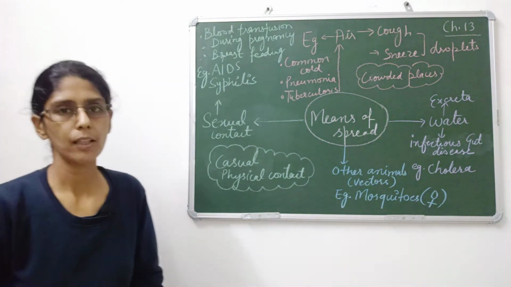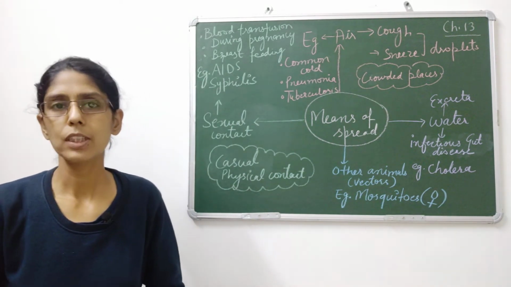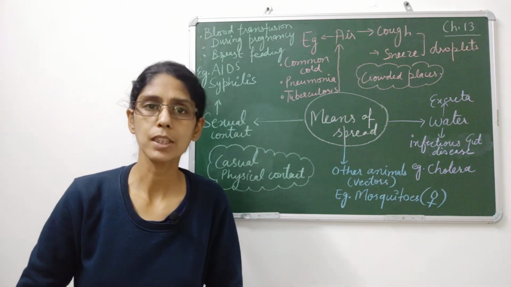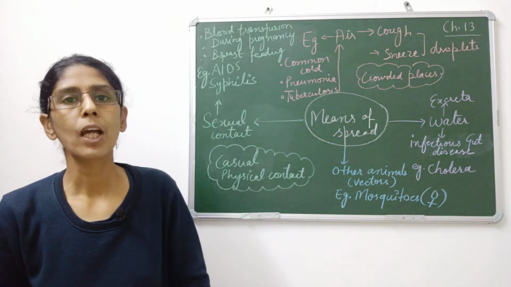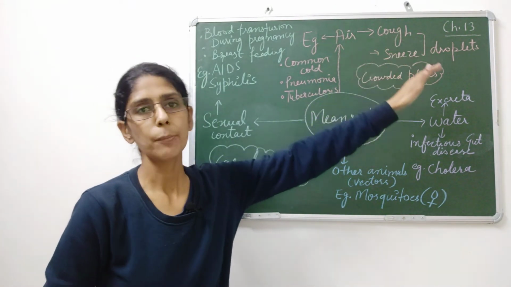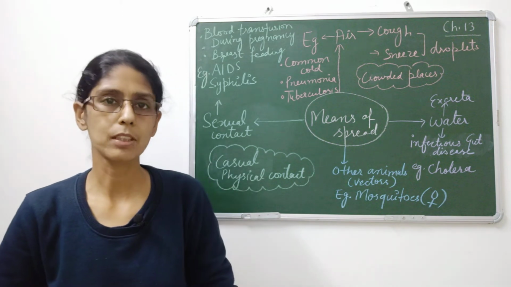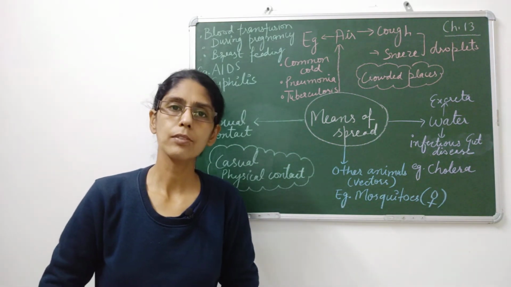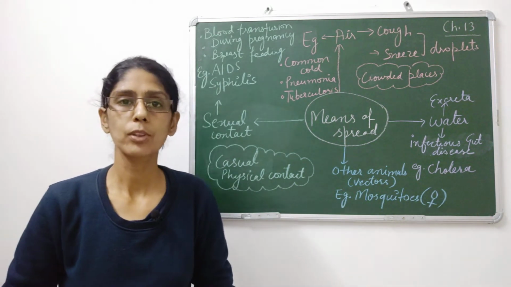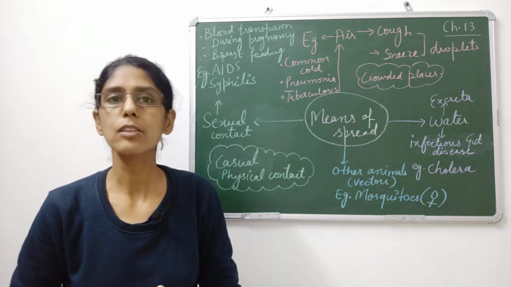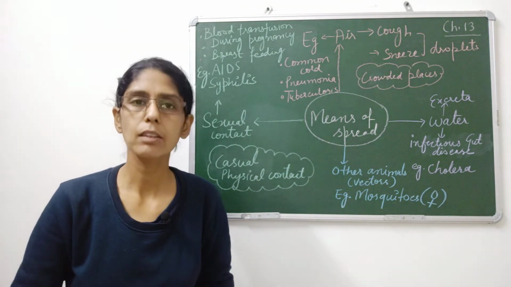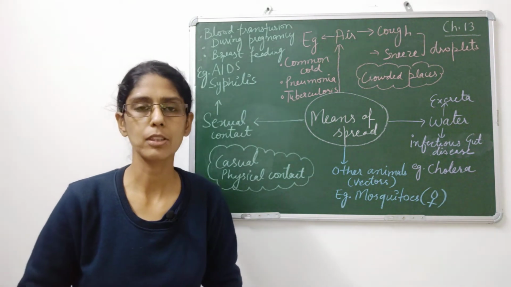The first one is air. Some infectious agents spread through air. Whenever a person is suffering from diseases related to the respiratory system and they cough and sneeze, during coughing and sneezing some droplets come out of the patient's body. Depending on the size of the droplets, the fate of the droplet will be different. If the size of the droplet is very large, that means it contains a lot of liquid, it is going to be heavy and it will fall down on the ground near the patient.